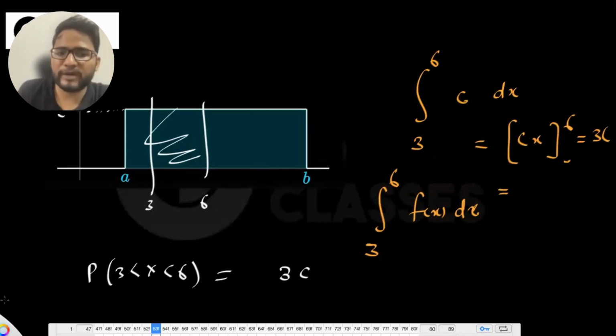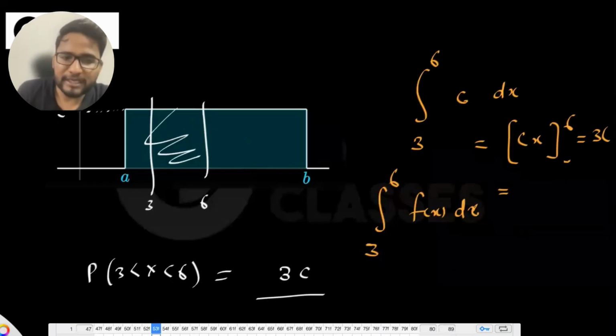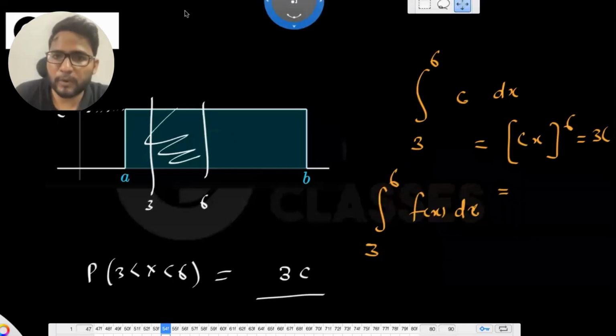So whenever you want to find any probability in case of uniform, just apply height into width. Don't do integration. I mean, you can do integration, that's not a problem, but height into width is actually very easy to do. So if I ask you what is the probability in between 3 to 6, you will say this is the probability.